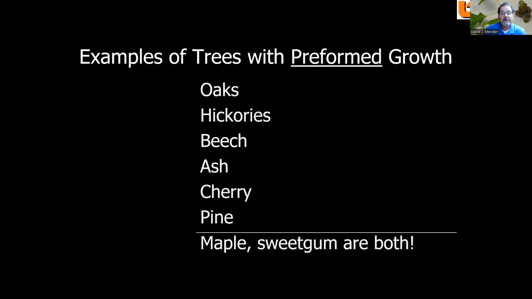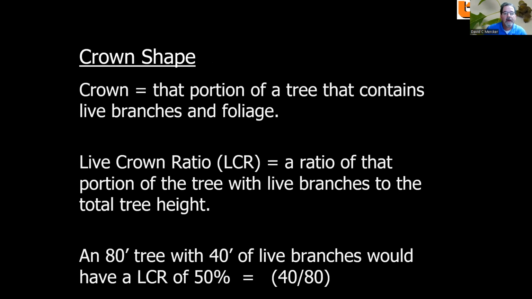But that's contrasted with trees with preformed growth, those that have to go through this resting stage where there's a bud that's formed and pauses for a while. And that's oaks, hickories, beech, ash, cherry, pine. Now, maple and sweet gum are a rare situation in that they have both preformed and sustained growth, which is unusual. So I want to talk a little bit about crown shape.